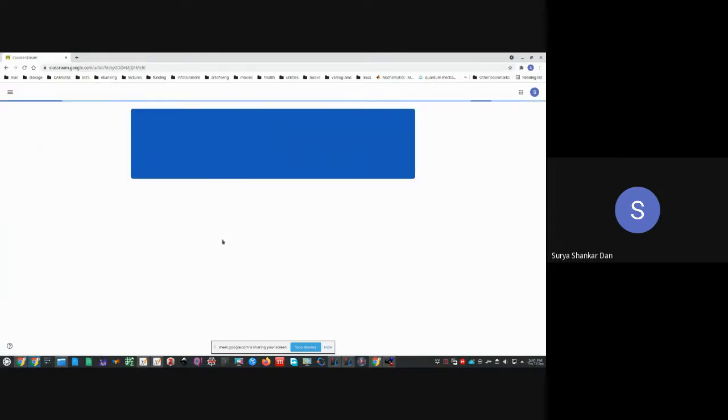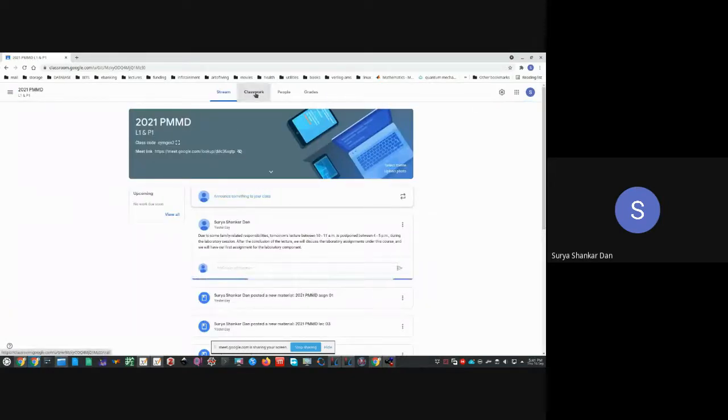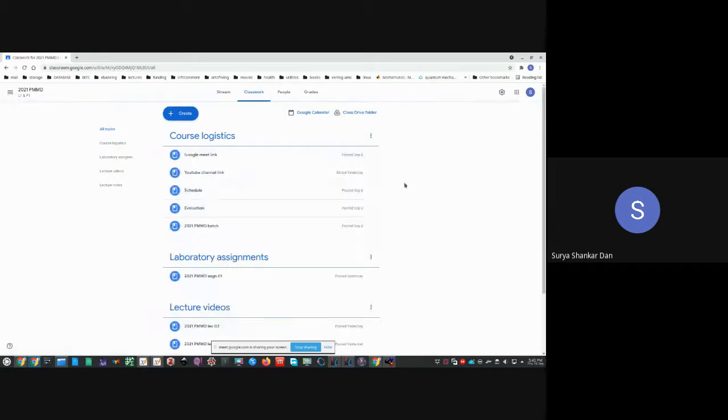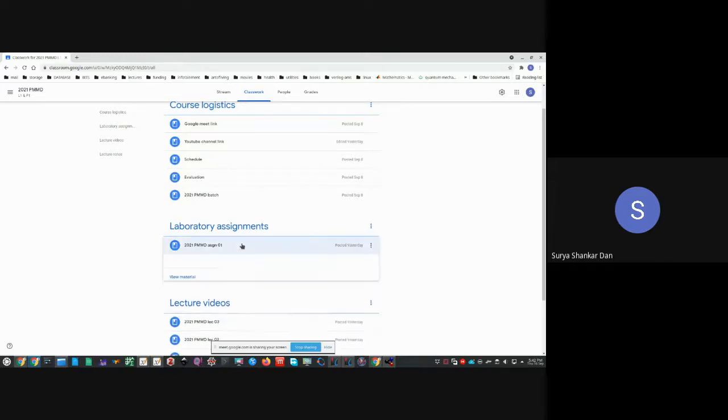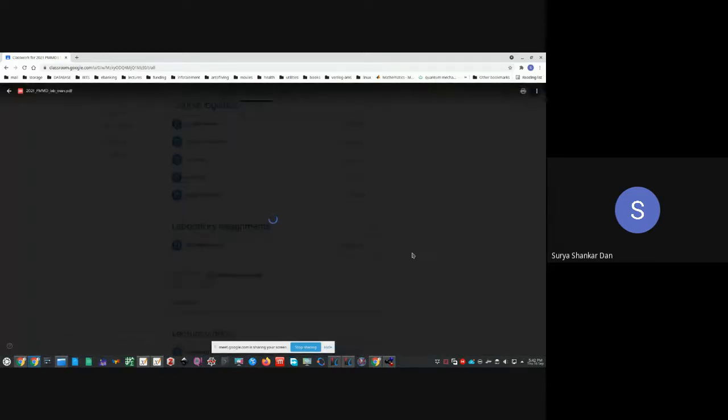You might have seen this anyway. In the classwork, these are the logistics and all that. So ये रहा आपका assignment 1. Okay. Click on this. You will essentially end up seeing this PDF.